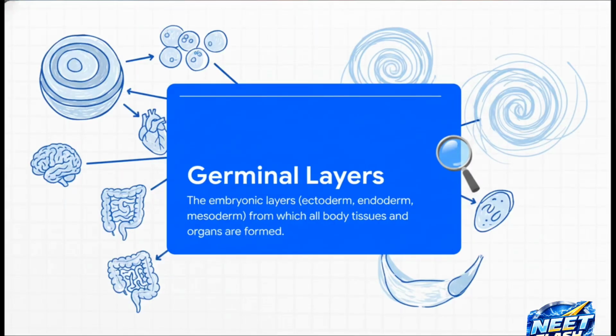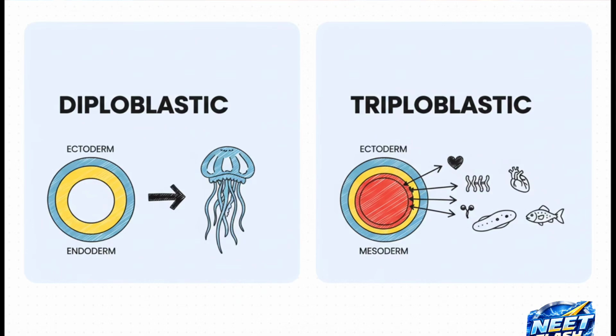Okay, next up in our blueprint are the germinal layers. When an animal develops as an embryo, it forms these fundamental layers of cells. And these layers are like the raw clay from which every single tissue and organ in the body is eventually going to be sculpted. And this is where we see a huge, huge split in the evolutionary road.